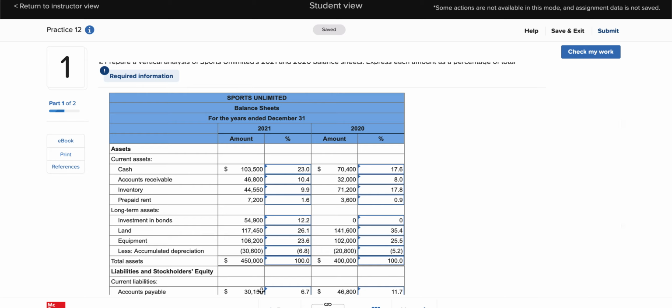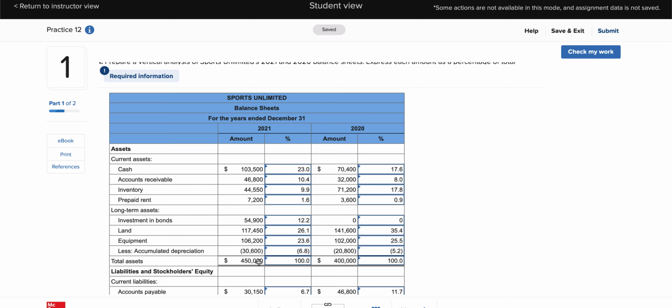Again, up and down. We want to use total assets as our base when we're dealing with the balance sheet. If you were doing vertical analysis on the income statement, then sales is your base. Everything gets divided by sales. Every single item on the income statement gets divided by sales.